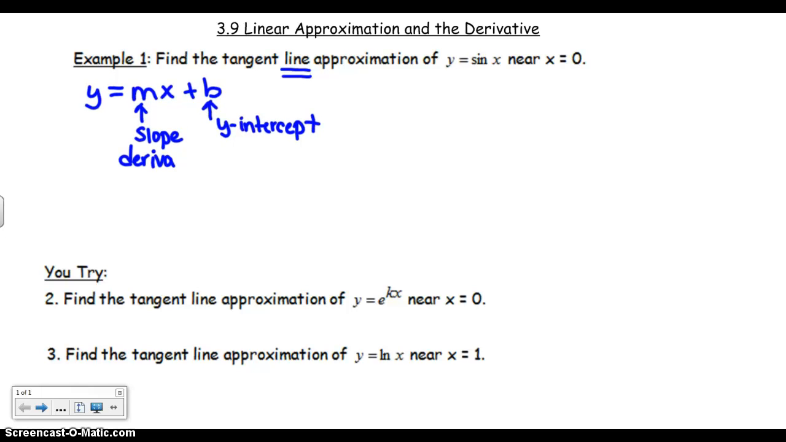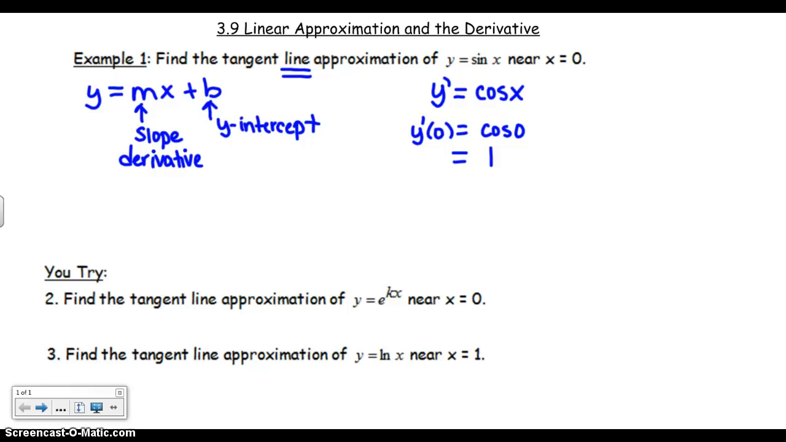So when you're doing a tangent line approximation or a linear approximation, the first thing you need to find is the derivative. So if the function is y equals sine x, the derivative would be cosine x. And so they're giving us the value x equals 0. So you want to find the derivative at 0. So cosine of 0, hopefully that's a trig value you know, should be 1.